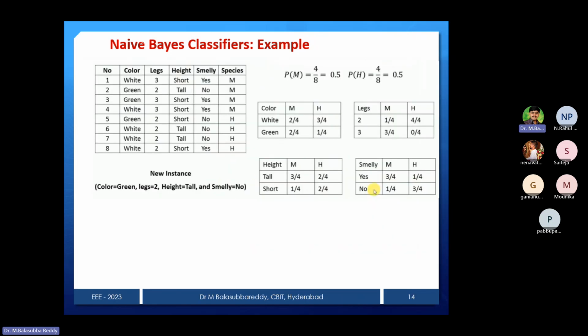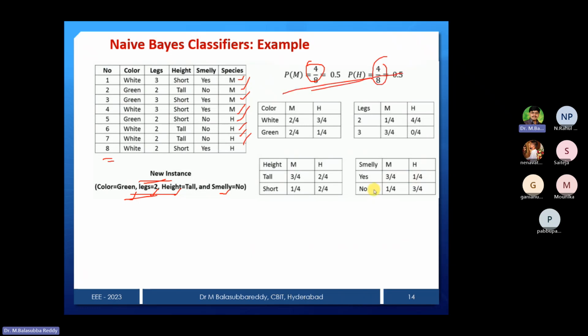First you can see the probability of M and the probability of H. This is the given dataset, 8 instances are given. And the new instance has color green, legs are two, height is tall, smelly is no. For the given dataset, what is the probability of M? 1, 2, 3, 4 out of 8, that means 4 by 8. Another one is the probability of H: 1, 2, 3, 4, that is also 4 by 8.